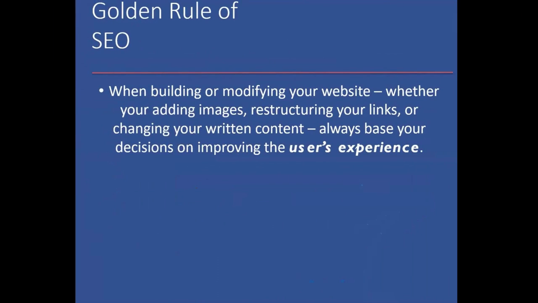The golden rule of SEO is that whenever you're building or modifying your website, adding content in any form, whether text, images, or videos, or even just restructuring your links or doing anything minor, always base your changes on your user's experience. Think from the perspective of a person who's going to be visiting your website, and then answer the query. Then change or modify the content, because that is how Google also looks at it.